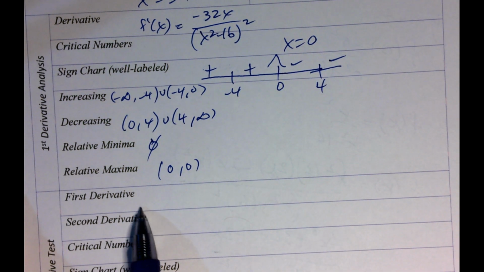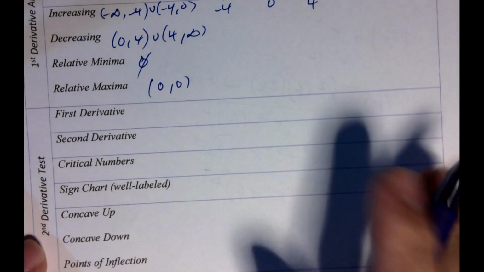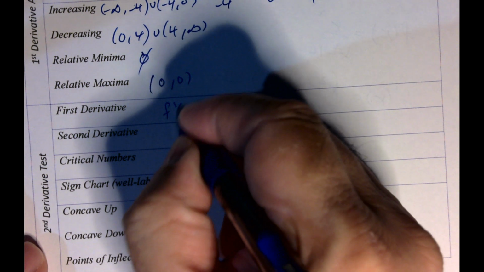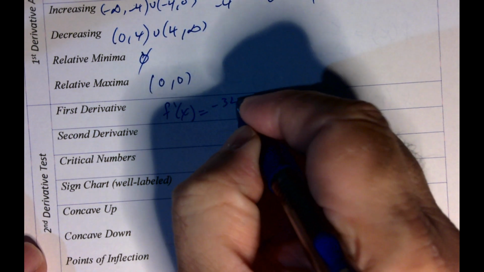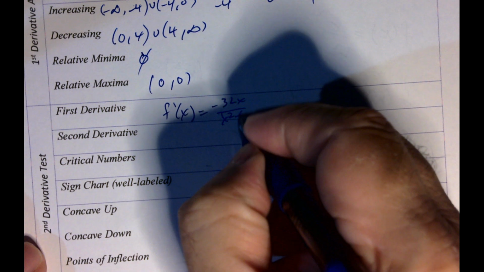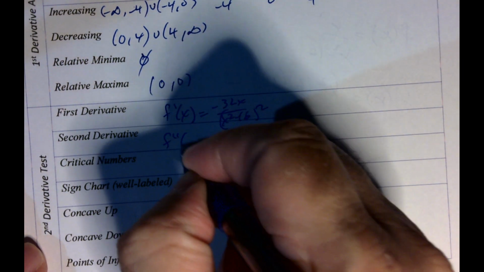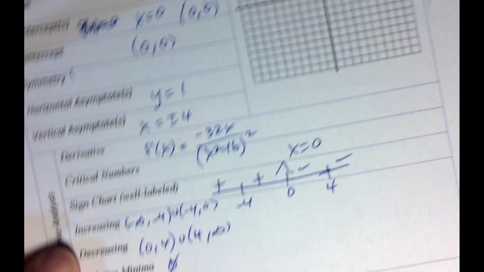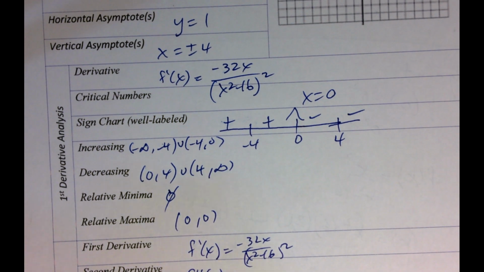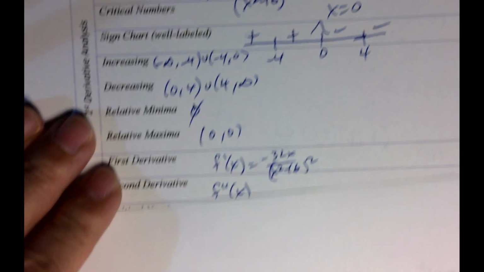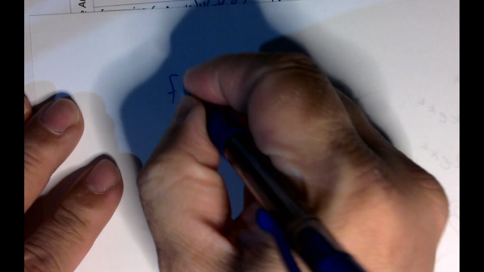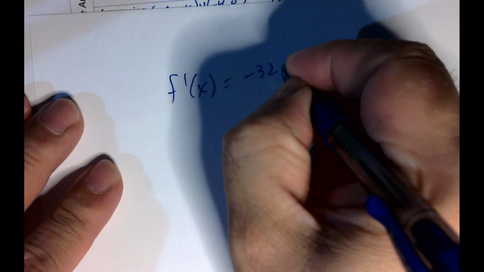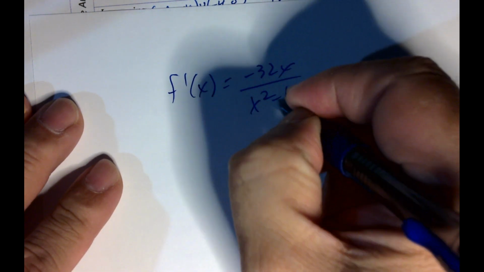All right. I'm going to copy the first derivative here to do my second derivative analysis. So the first derivative, I'm just copying it here for reference. You don't have to copy it here because it's just right up there. Second derivative, so take the second derivative of that. I'm going to do that on the back of my paper, or not, because I've run out of space already. Let me copy the first derivative first: negative 32x over x squared minus 16 squared.